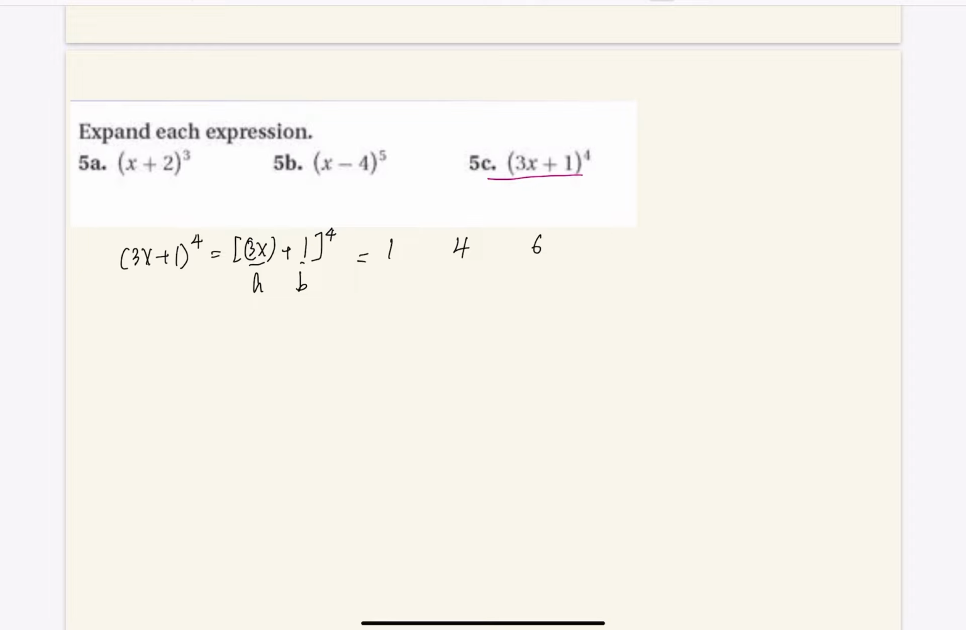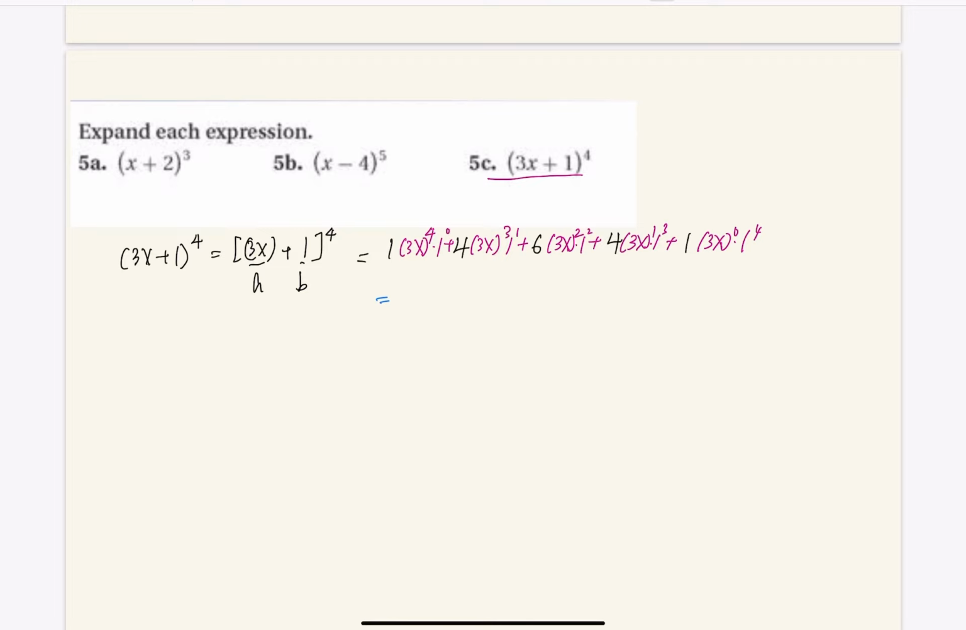Okay, and then you start from (3x) to the how many power? Fourth power. The power of (3x) is decreasing, but the power of 1 is increasing. So 1 to the 0 power, 1 to the 1 power, 1 to the second power, 1 to the third power, 1 to the fourth power. Basically, these are all 1.